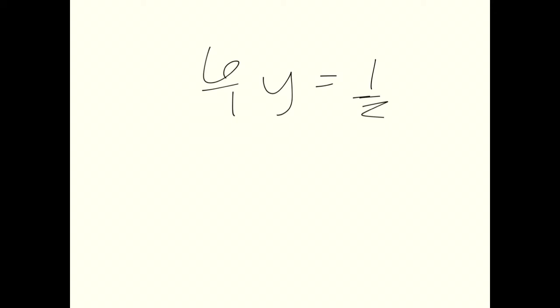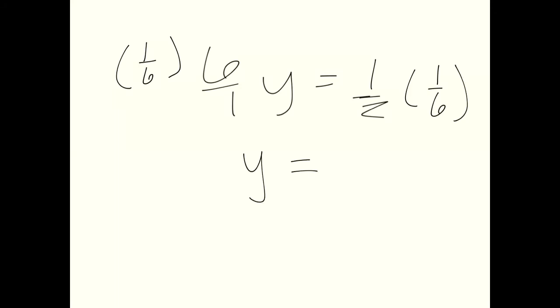When solving equations like these, you're going to start by multiplying on both sides by the reciprocal. So you're going to want to multiply 1/6 on both sides. And so now you will multiply 1/2 times 1/6, and you will get 1/12.